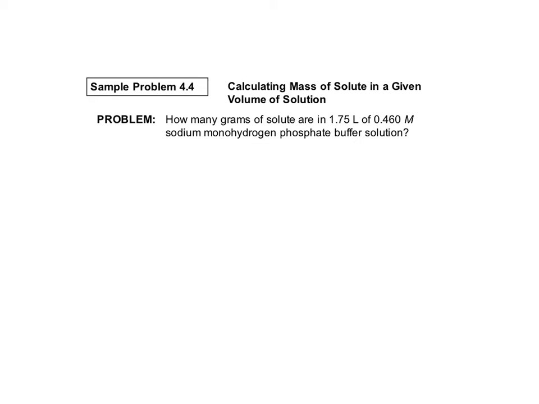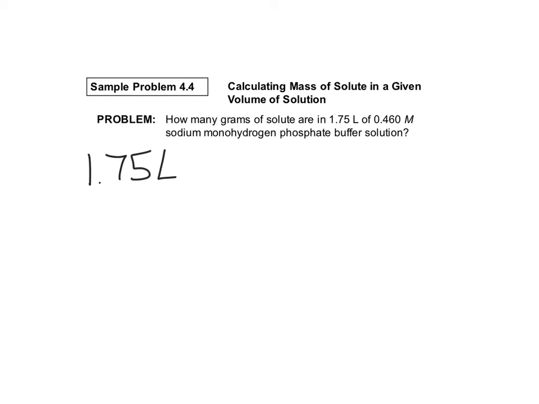Sample problem 4.4 says how many grams of solute are in 1.75 liters of 0.46 molar sodium monohydrogen phosphate buffer solution. Okay, so there's a couple of things going on here, right? This is obviously a conversion problem. And I'm going to write down the thing that I know, right? I've got 1.75 liters of solution.